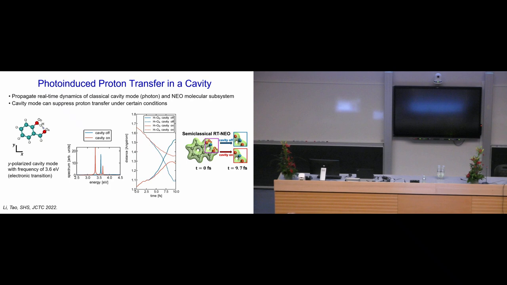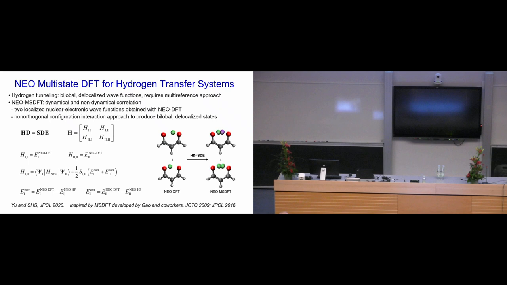Now, if we want to look at the deep hydrogen tunneling, we need to be able to describe bilobal delocalized wave functions. So we need a multi-reference approach. And we've done NEO-CASSCF. It's expensive, though. If we want to do real-time dynamics, we need a faster method. So we were inspired by Jiali Gao and co-workers who developed multi-state DFT for electronic structure. And we said, hey, we can do NEO-MSDFT to include dynamical and non-dynamical correlation in a computationally practical way.